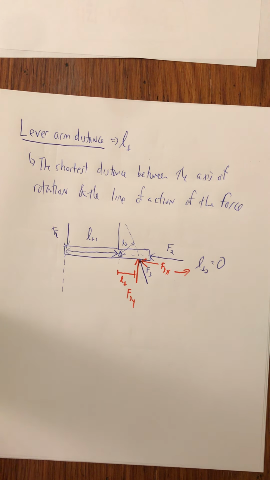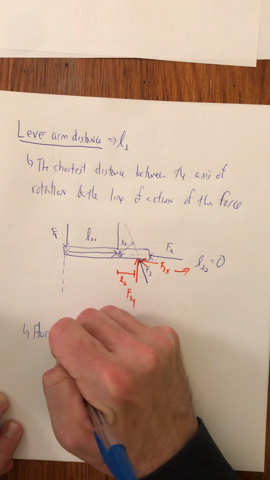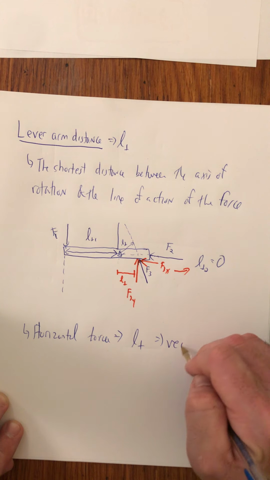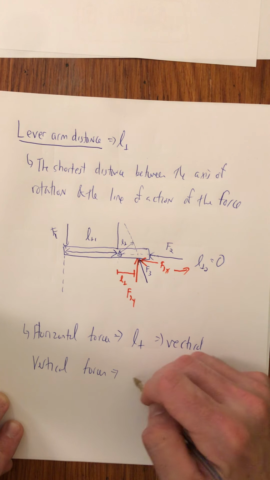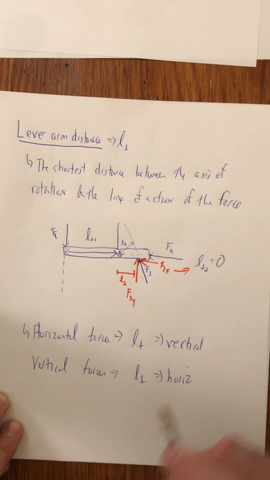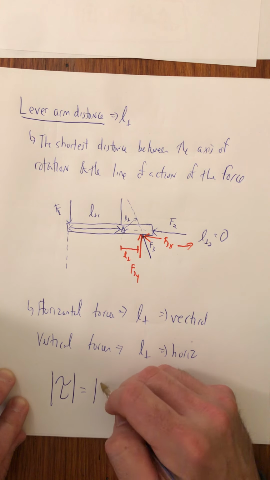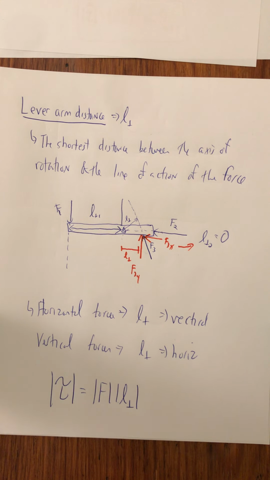So hopefully what you're seeing is the following. For horizontal forces, L perpendicular has got to be vertical. And for vertical forces, L perpendicular has to be horizontal. And so we then can end this by saying the magnitude of the torque is equal to the magnitude of the force times the magnitude of the L perpendicular. And so that is nice and simple there. A lot simpler than dealing with the geometry with the cross product. And so this is going to be the way that we're going to solve problems, as we will see.